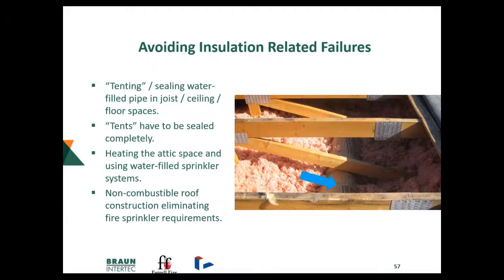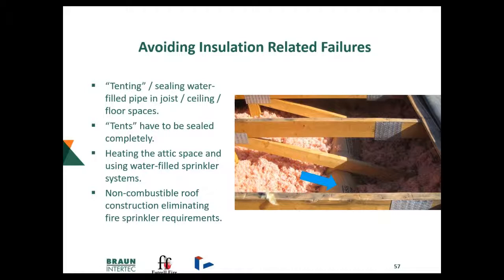So we want to avoid the insulation-related failures. Tenting, I already talked about. This slide shows a roof that was removed. It was actually a one-year-old roof when the failure began. There were no as-built drawings. They had to take the ceiling, the roof off, open it up, and then follow the pipe.